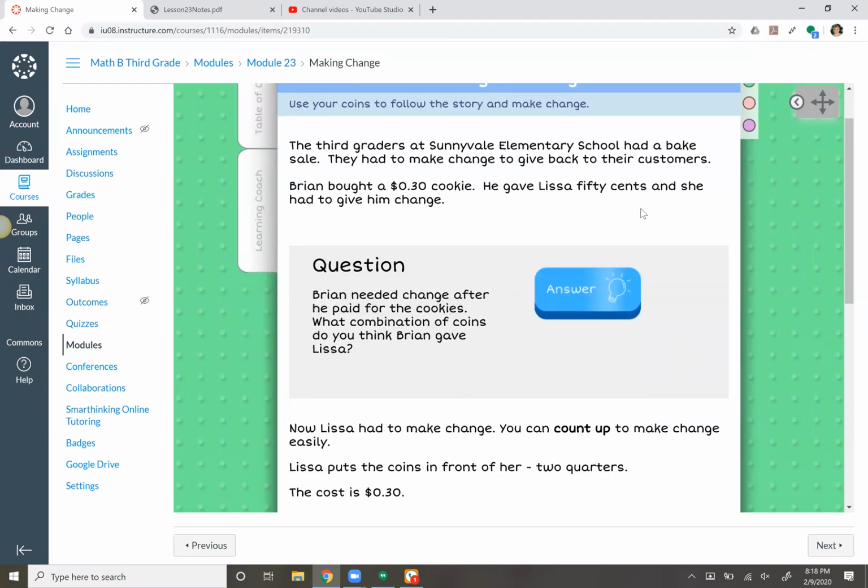The third graders at Sunnyvale Elementary School had a bake sale. They had to make change to give back to their customers. Brian bought a 30-cent cookie. He gave Lisa 50 cents and she had to give him change. Brian needed change after he paid for the cookies. What combination of coins do you think Brian gave Lisa?